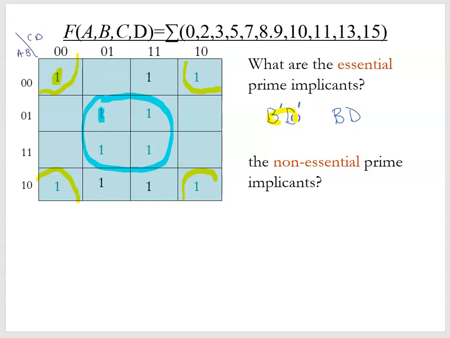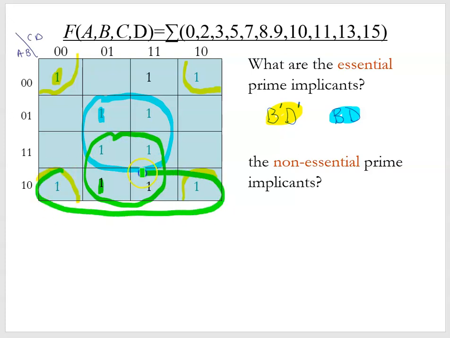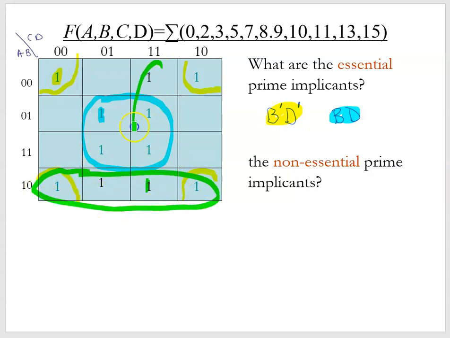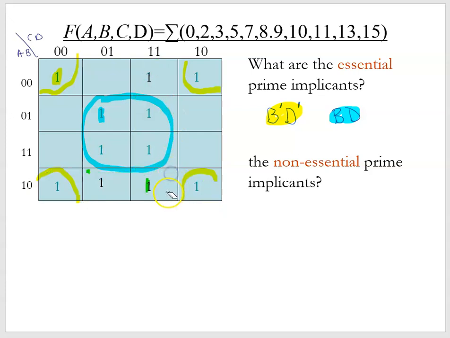So we have this essential prime implicant. We have this essential prime implicant. Now let's see if we have any other essential prime implicants. If we pick this one, this can be encircled here or here. So it's not essential. We can't get an essential one from that, right? And similarly, this can be covered here or here. So we won't consider that essential.